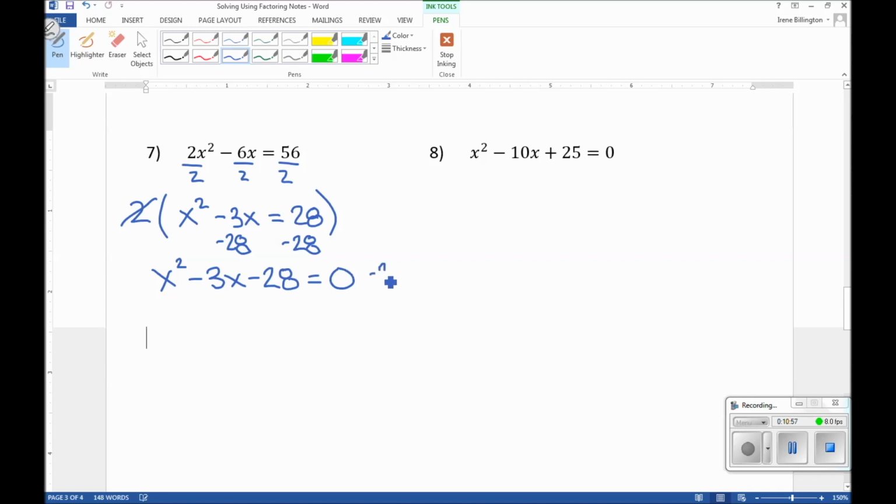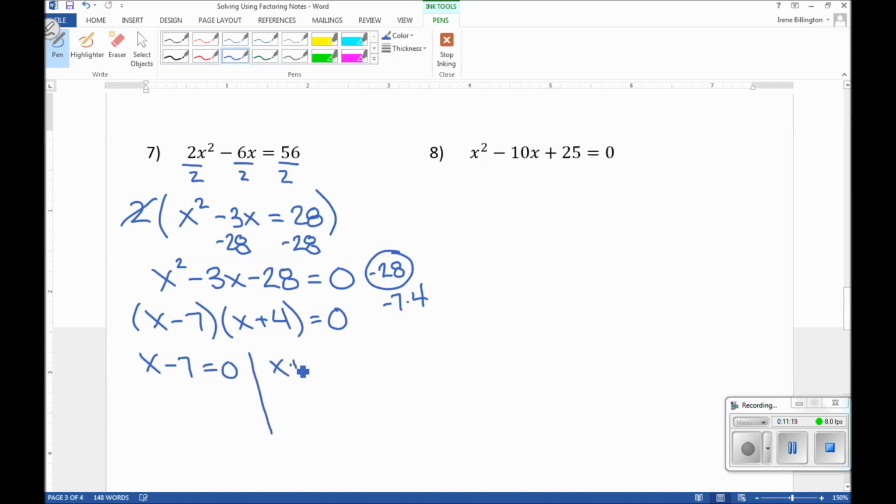Okay, our magic number is negative 28. So what two numbers multiply to equal negative 28 and add to equal negative 3? That would be negative 7 and positive 4. So my factors are x minus 7 and x plus 4 equals 0. Set each factor equal to 0. Add 7 to each side for our first equation to get x equals 7. Subtract 4 from each side on our second equation to get x equals negative 4.